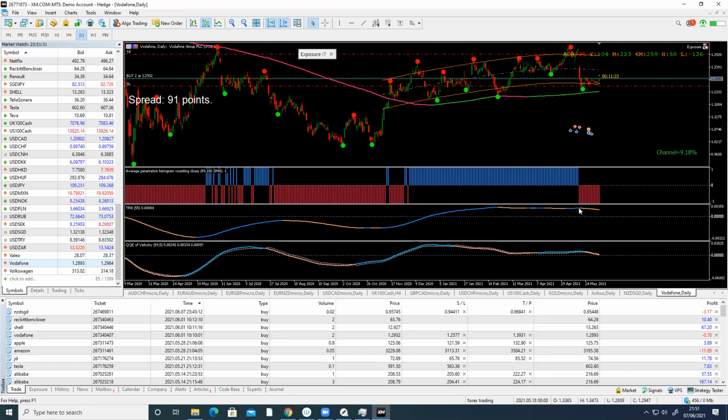But of course, we had a blue line above. But you see, once this is above, that's above.